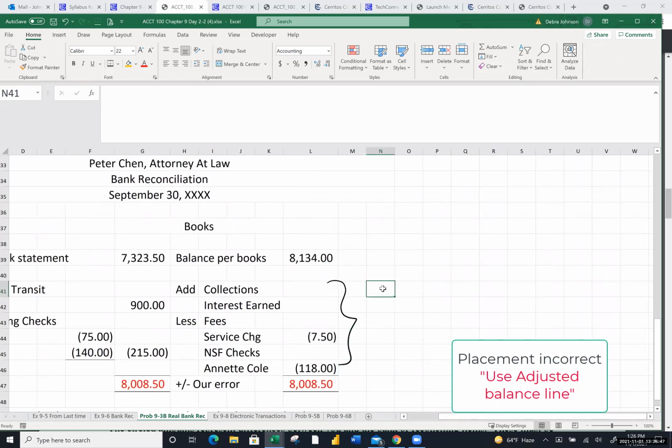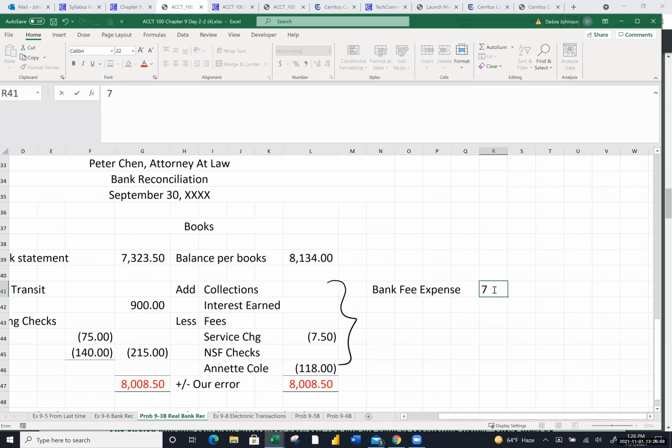So on this one, for the service fee, there would be some kind of an expense. My guess is they're probably going to use miscellaneous. I'm going to use bank fee expense. I just can't bring myself to write down miscellaneous. And a credit to cash. And the student that asked that question, it was an excellent question. We don't know what the fee is for. I'm assuming based on the amount that it's a service fee charge, but we just don't know. I will put the 930 bank rec.